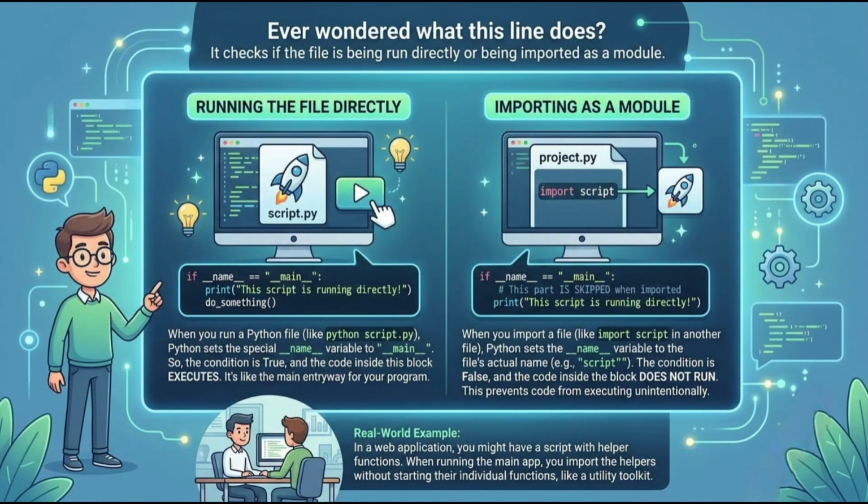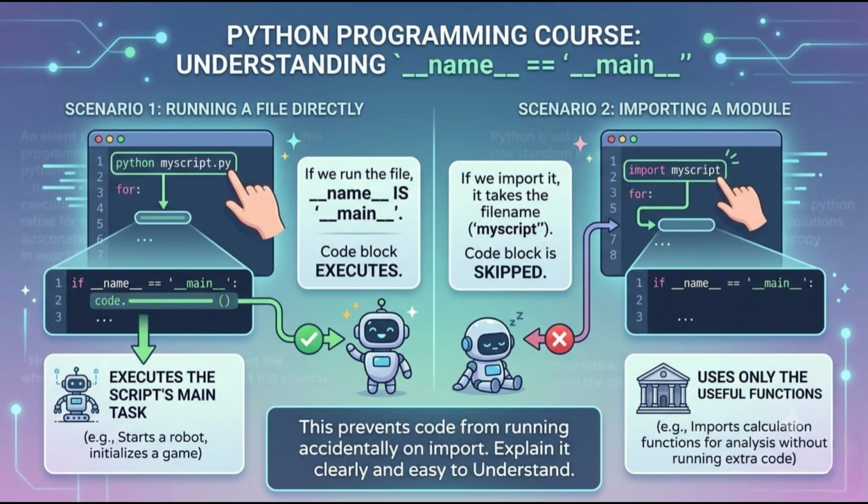Ever wondered what this line does? It checks if the file is being run directly or being imported as a module. If we run the file, __name__ is __main__. If we import it, it takes the file name. This prevents code from running accidentally on import.